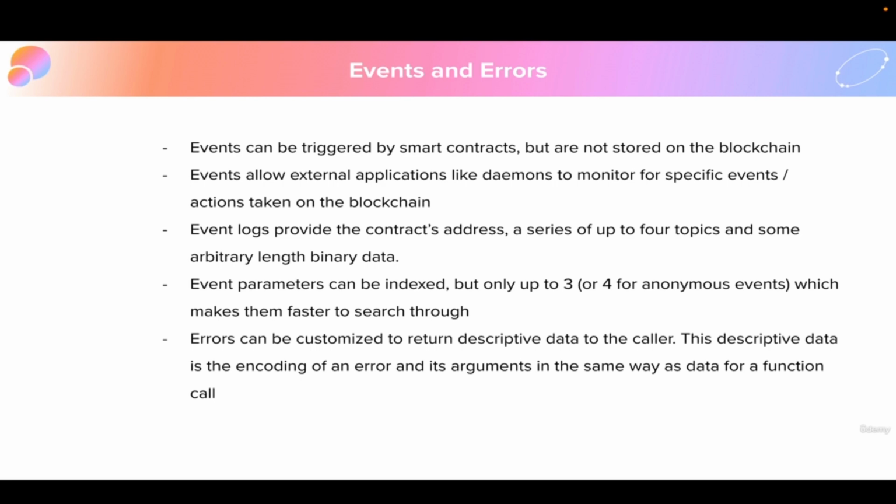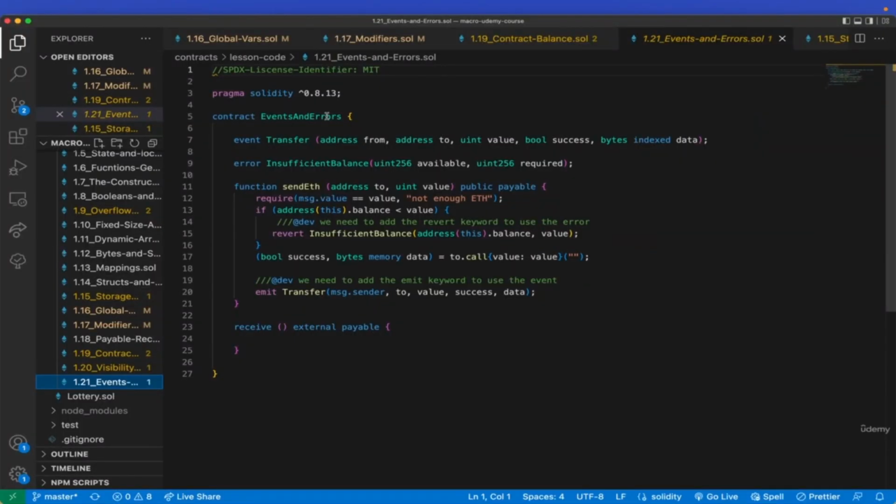This descriptive data is the encoding of an error and its arguments, in the same way as data for a function call. Let's take a look at how we can define events and errors in our contract. Here we have our contract, events and errors. On line 7, we define an event called transfer. This event returns 5 values: an address called from, an address called to, a uint called value, a boolean called success, and a bytes, which is indexed, called data.